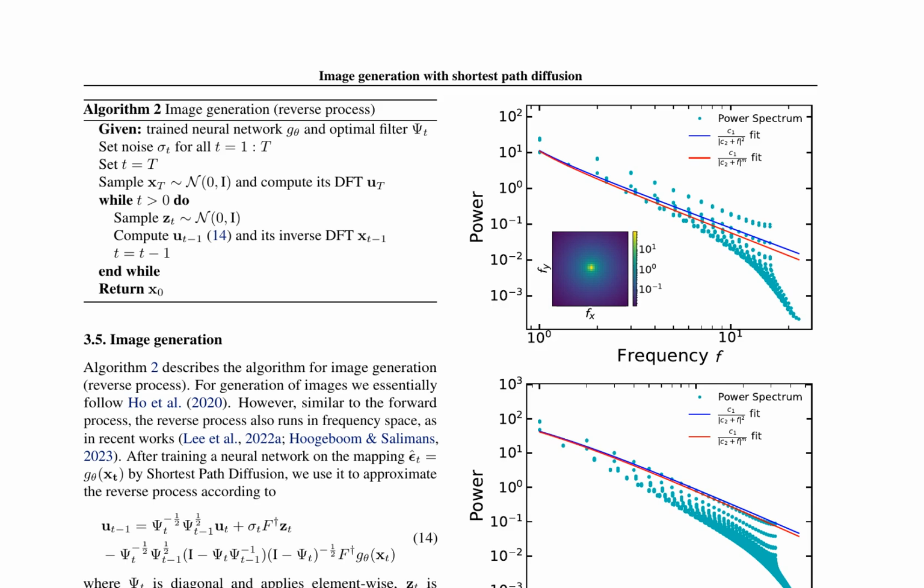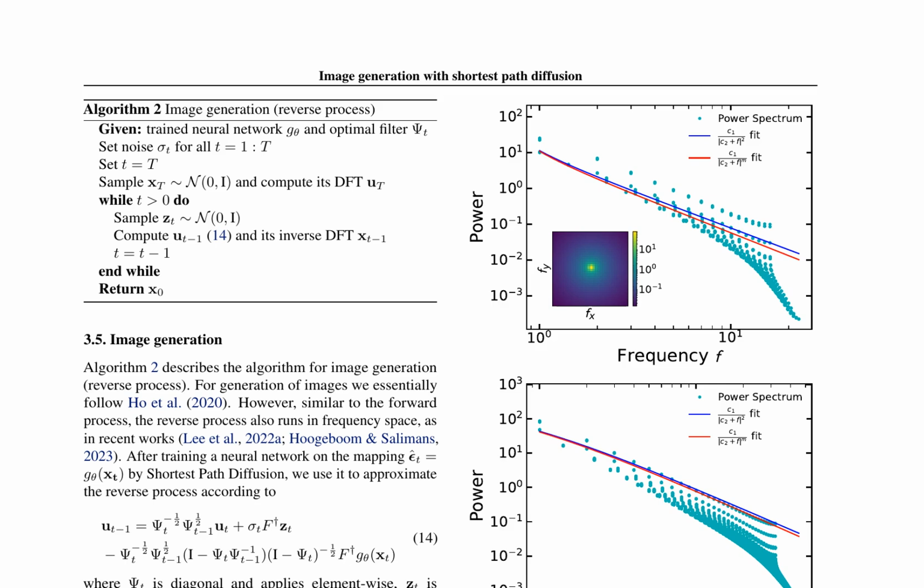The algorithm involves computing the power spectrum of the dataset, fitting the constants C1 and C2, and computing the optimal filter size T for all T. The algorithm then corrupts images in frequency space using the DFT, and trains a neural network to estimate the mapping between the corrupted images and the noise.